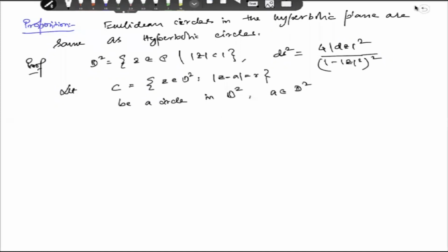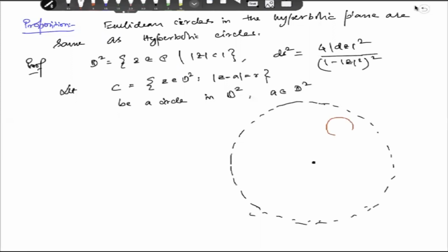So let us draw a picture. So this is my, say, unit disk, and we have taken a Euclidean circle. So this is the circle, and this is my center, Euclidean center. This is a, and this radius is r. Okay, so now what I'll do here. So this is my center O.